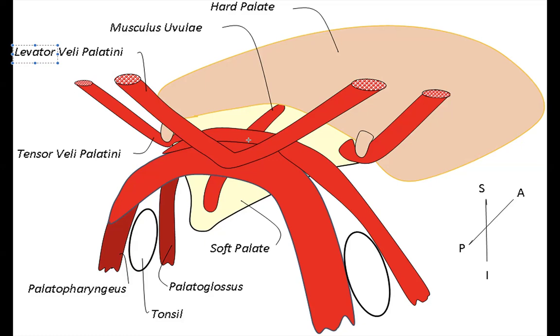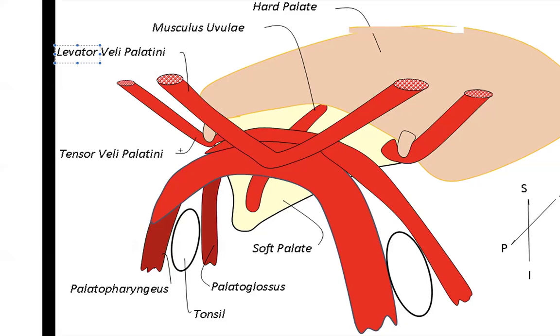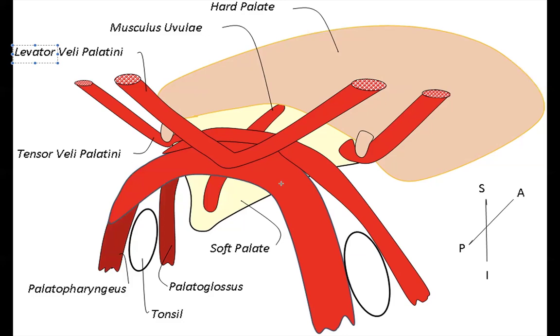Now we have to talk about the muscles that are found in the arches. And for you to remember the muscles of the soft palate, if you forget them, remember this: I have a spider in my mouth. Okay, this is kind of the spider. I have a spider in my mouth. Okay.